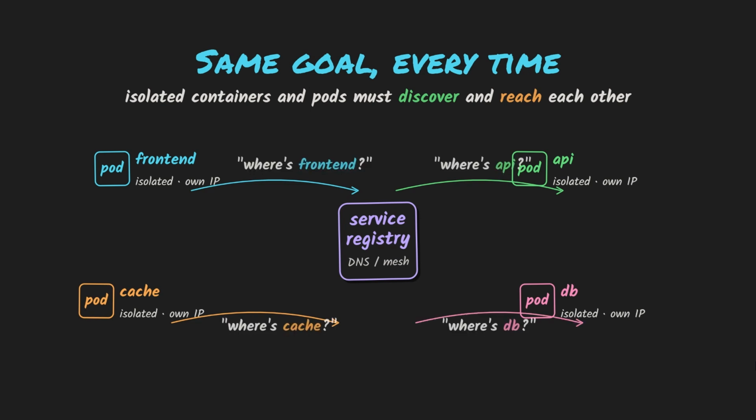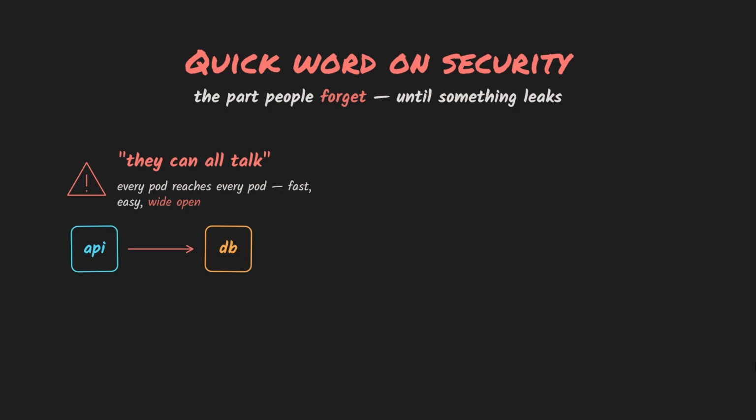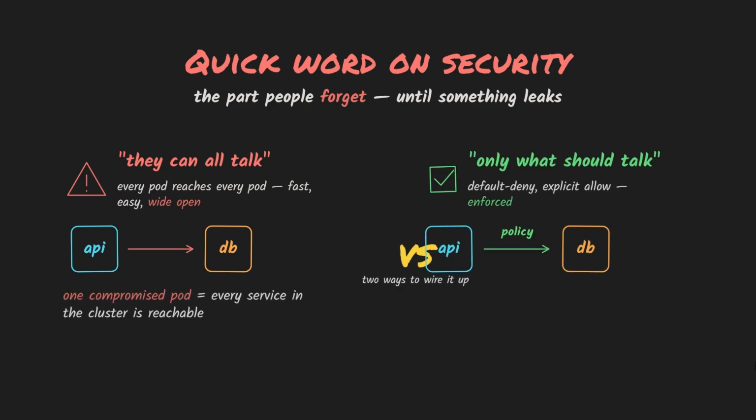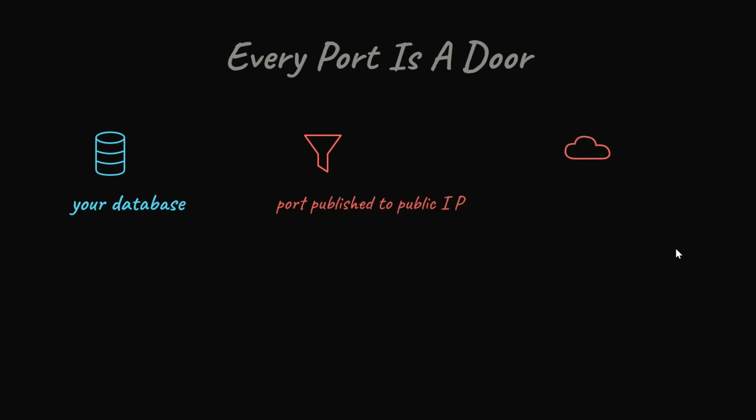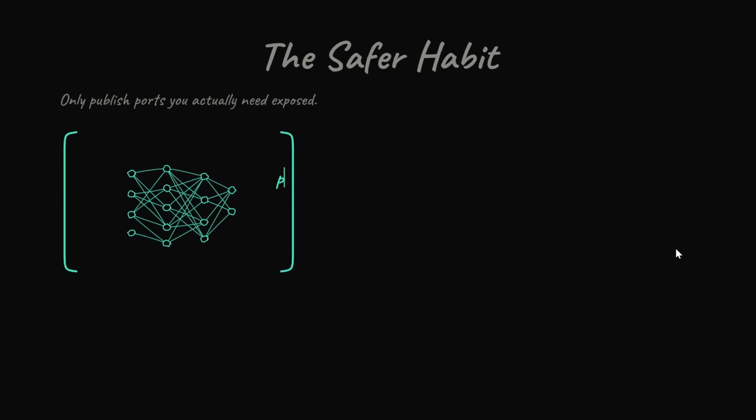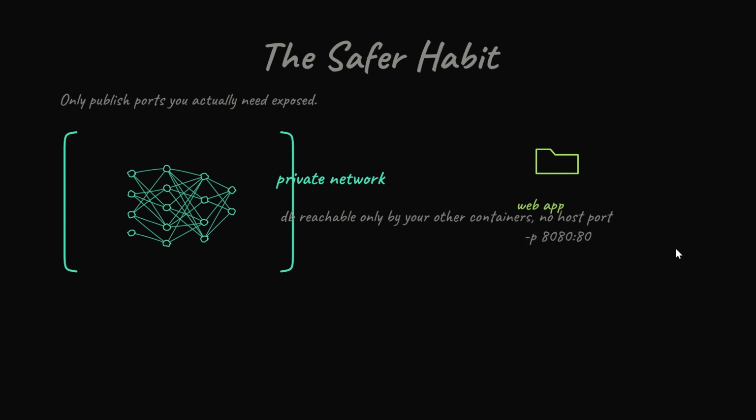A quick word on security, because people often forget this part. Every port you publish is a door into your machine. If you're running a database container and you publish its port to your public IP without thinking, you might be exposing that database to the entire internet, not just your local network. A safer habit is to only publish ports you actually need exposed and keep internal services like databases on a private custom network where only your other containers can reach them without any port published to the host at all.